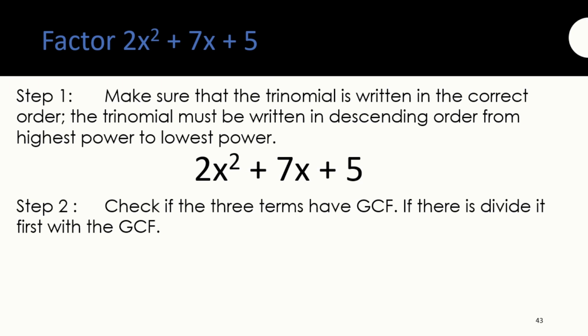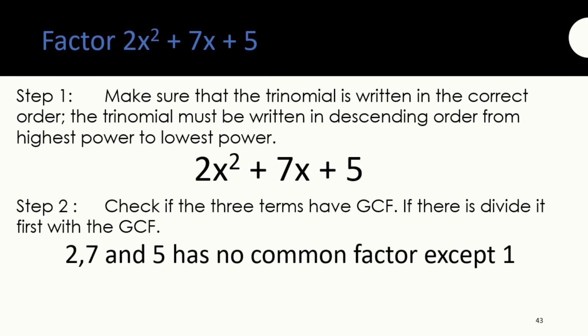Next, second step is we will check if the three terms have GCF. So, dahil yung last term natin is walang x, so hindi natin mako-consider ang x as GCF. Then, 2, 7, and 5 has no common factor except 1. So, ibig sabihin, wala siyang greatest common monomial factor and pwede na natin siyang i-factor.